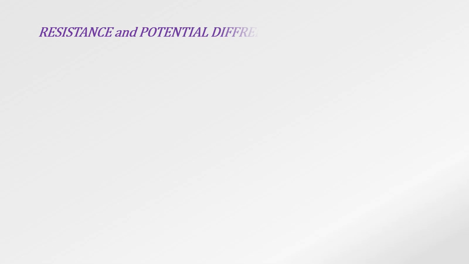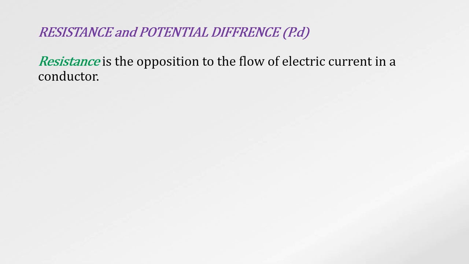Okay, now let us look at resistance and potential difference, PD. What is resistance? From the word to resist. Resist means to oppose, to object. Even the conductors offer some resistance to the flow of current. So resistance, we shall simply define it as the opposition to the flow of electric current in a conductor. And it is measured in ohms.